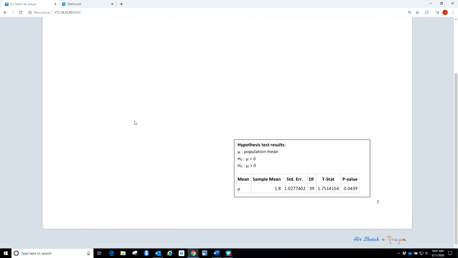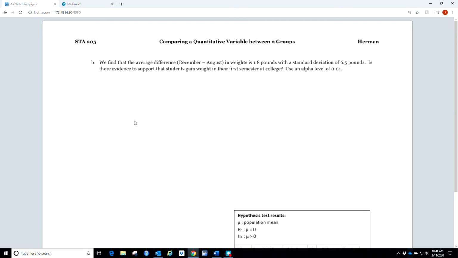Now some more information was given to us. So we found the average difference when we did December minus August in weights was 1.8 pounds with a standard deviation of 6.5 pounds. We want to see if there is evidence to support that students gain weight in their first semester at college. We're going to use an alpha of 0.01.